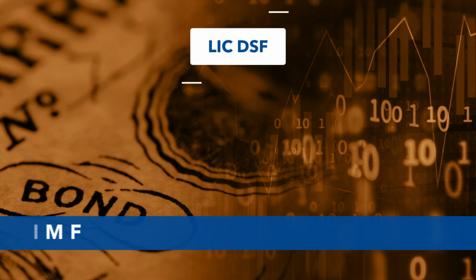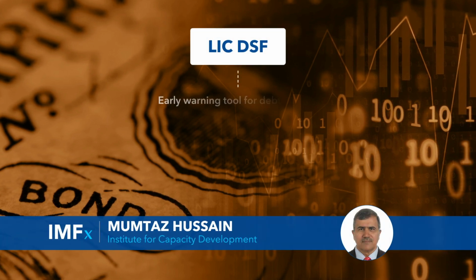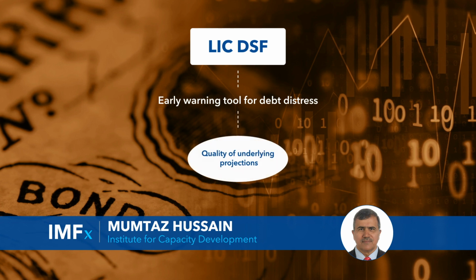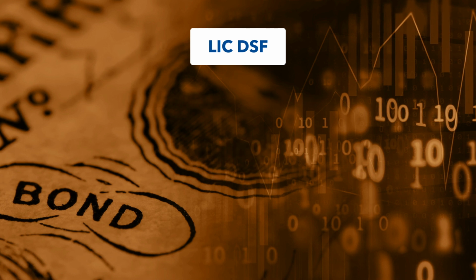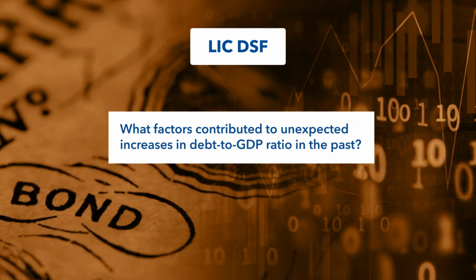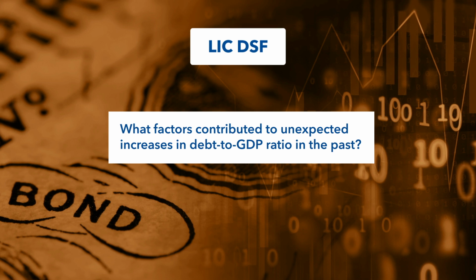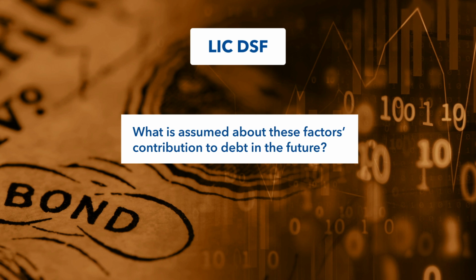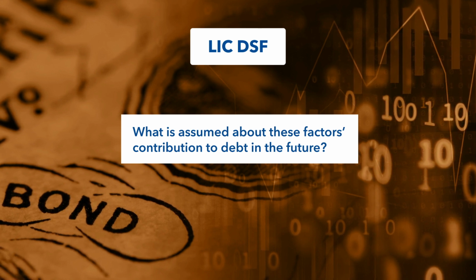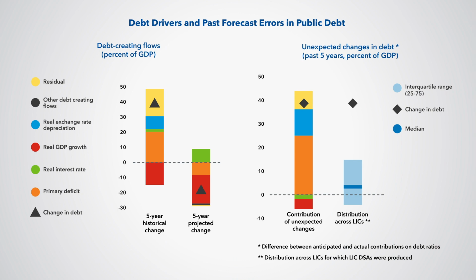The value of the LIC DSF as an early warning tool for debt distress depends on the quality of underlying projections. This realism tool asks what factors contributed to unexpected increases in the debt-to-GDP ratio in the past, and what is assumed about these factors' contribution to debt in the future. The figure shows an example of the presentation of this tool in the LIC DSF. You can find this figure in the worksheet called Output 4.1 Forecast Error.